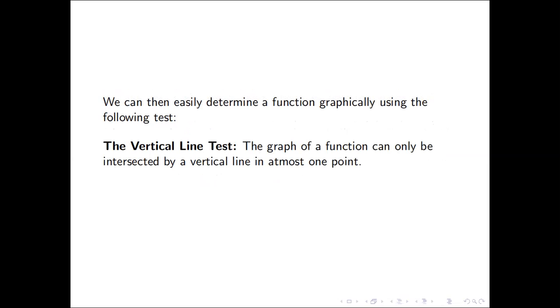It says that the graph of a function can only be intersected by a vertical line in at most one point. And I believe you all are familiar with that. You may also be familiar with the horizontal line test, and that serves for inverse functions. But this one is for determining if a certain pairing or set of ordered pairs is a function.